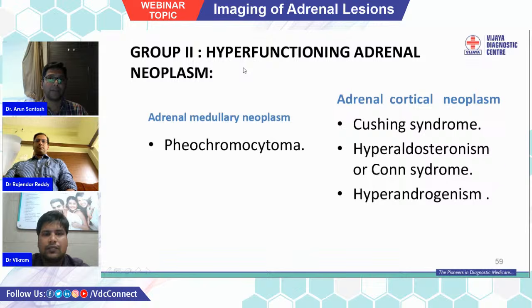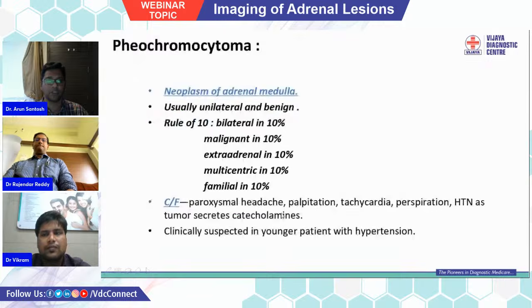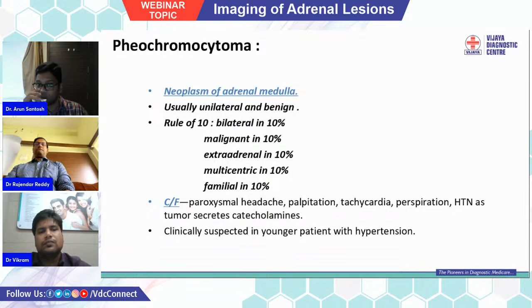Next, coming to the hyperfunctioning adrenal neoplasm, most commonly we see that it is medullary or cortical. Mostly we see pheochromocytoma, and the other ones are the cortical neoplasms: Cushing's, Conn syndrome, and hyperandrogenism. Pheochromocytomas are tumors originating from chromaffin cells of the adrenal medulla, generally unilateral and benign. The 10% rule we all know, and the clinical features can be because of sympathetic hyperactivity.